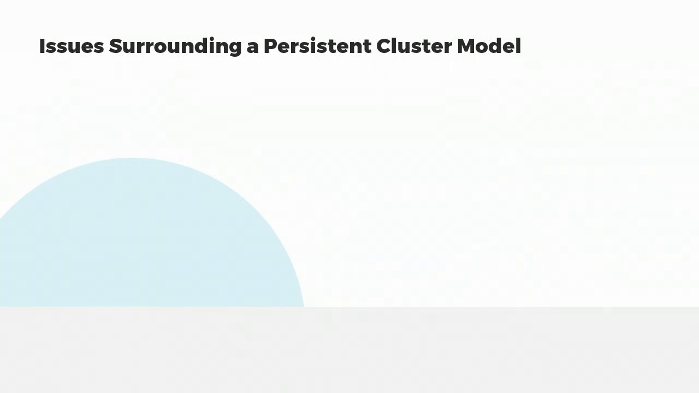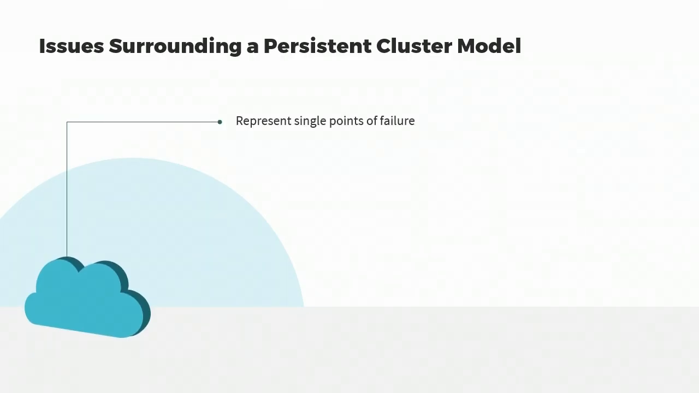There are two common application architectures: one is called the persistent cluster model, and the other is called the ephemeral cluster model. There are pros and cons with using one of them. Let's first understand what's going on with the persistent cluster model. The persistent cluster model represents single points of failure.